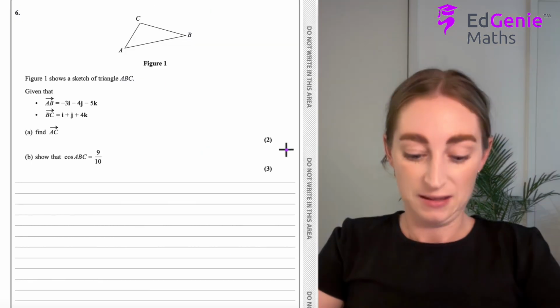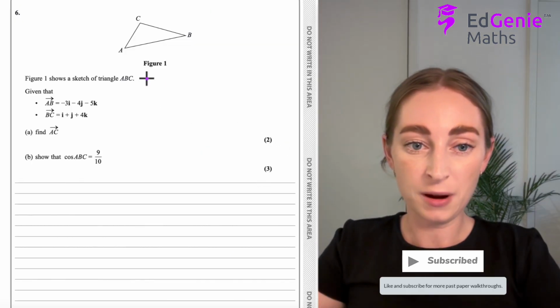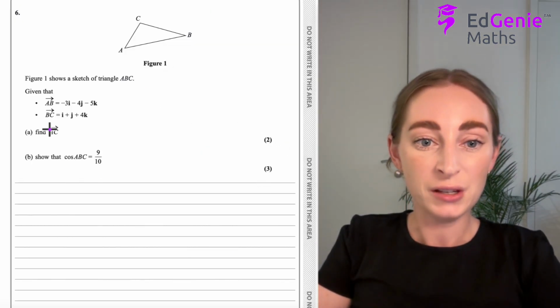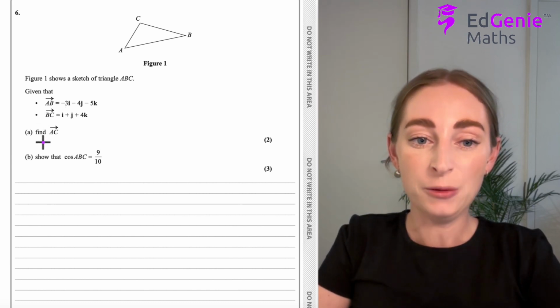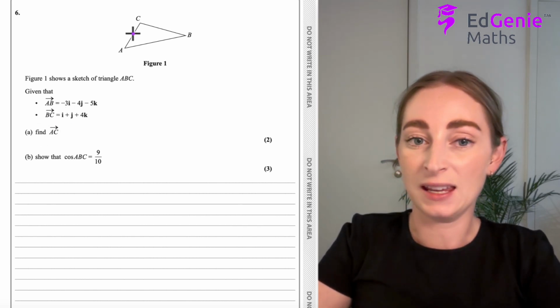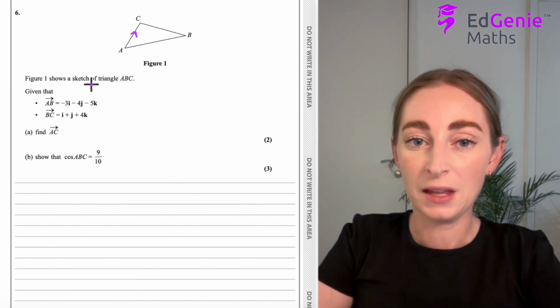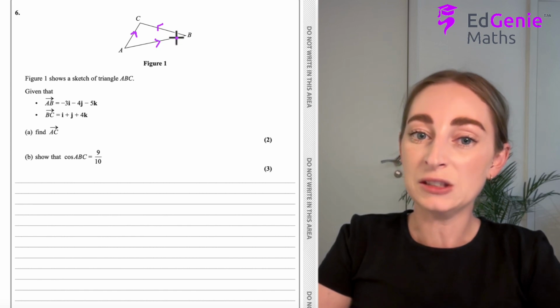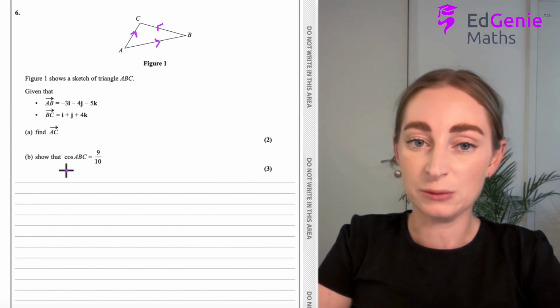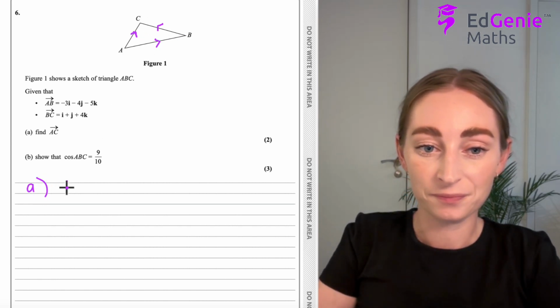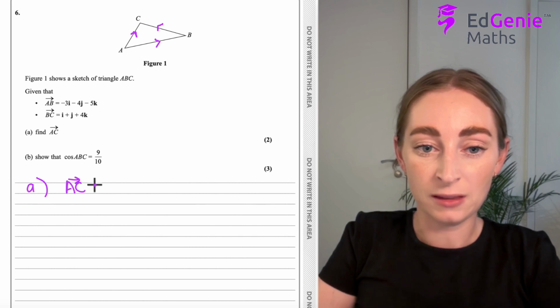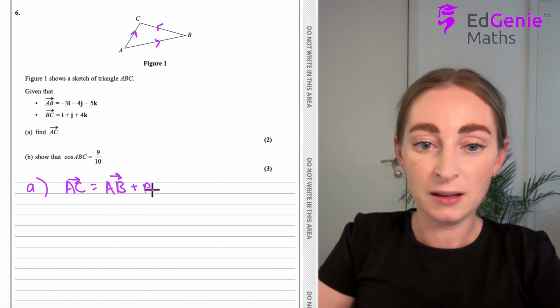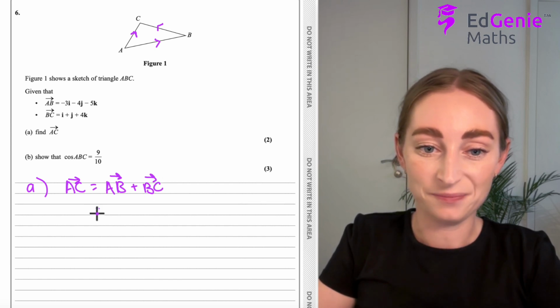Okay, we've got a 5-mark vector question. First one, so we've been given A to B and we've been given B to C. We want to find A to C. So we want to find this one here. But because we've been given this one and this one, all we need to do is add those two vectors and it will give us A to C. So we can write that A to C equals A to B plus B to C.